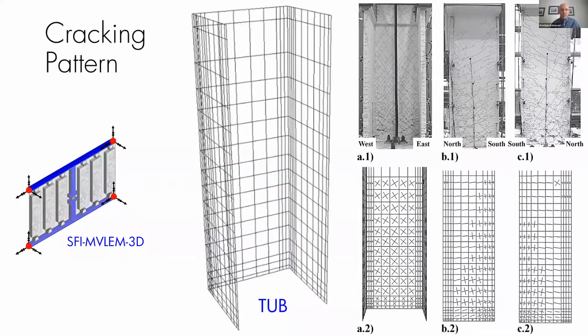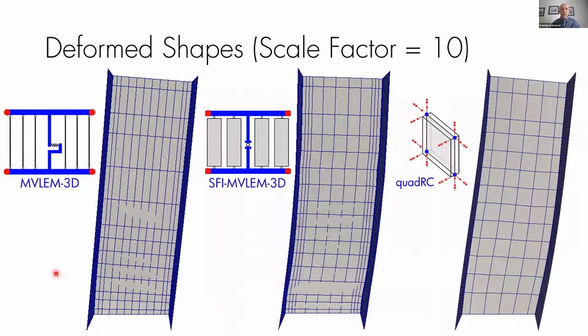And one thing I noticed when I was post-processing these results is that, especially when you increase the scale factor of these videos, they all have very different deformed shapes, which is exactly what you would expect based on their formulation, right? The MVLEM model is pretty much just a flexural model. You can see a plastic hinge forming at the base, and the rest of the wall is elastic, almost like a rigid body, right?